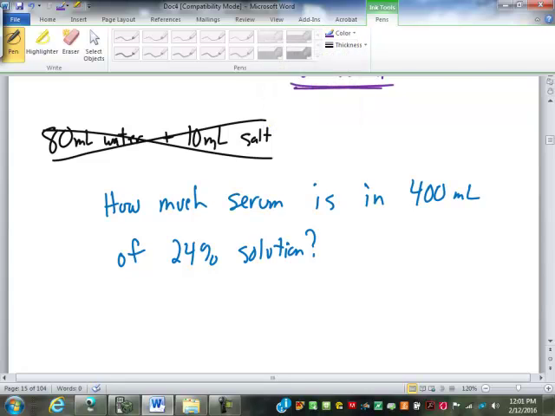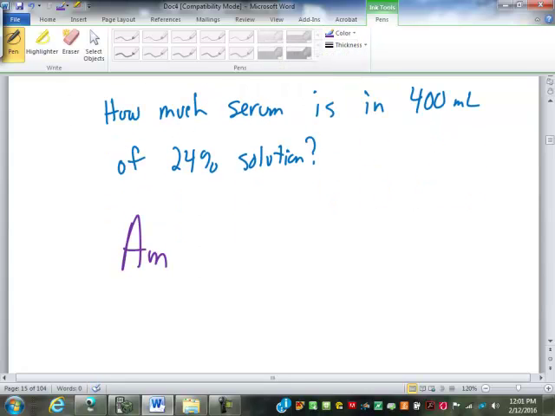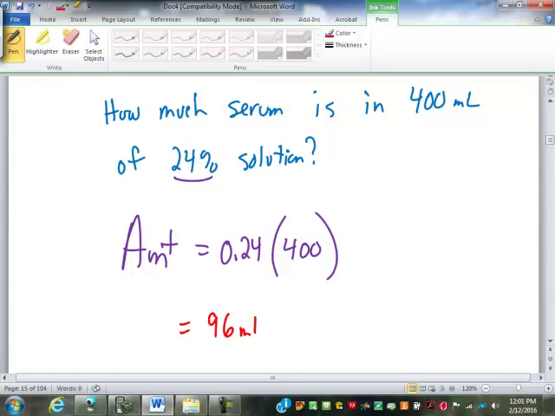Well, that amount is going to equal the concentration. 24% is going to be written as 0.24 times the volume. I usually put the volume in parentheses just because it makes life easier when we get into more complicated formulas. And I'm going to leave the units of milliliters off that for now. So the amount of serum, the amount of medication, is 0.24 times 400, which is going to be 96. The 400 was in milliliters, so it's 96 milliliters. So there's 96 milliliters of serum or medication in that solution.